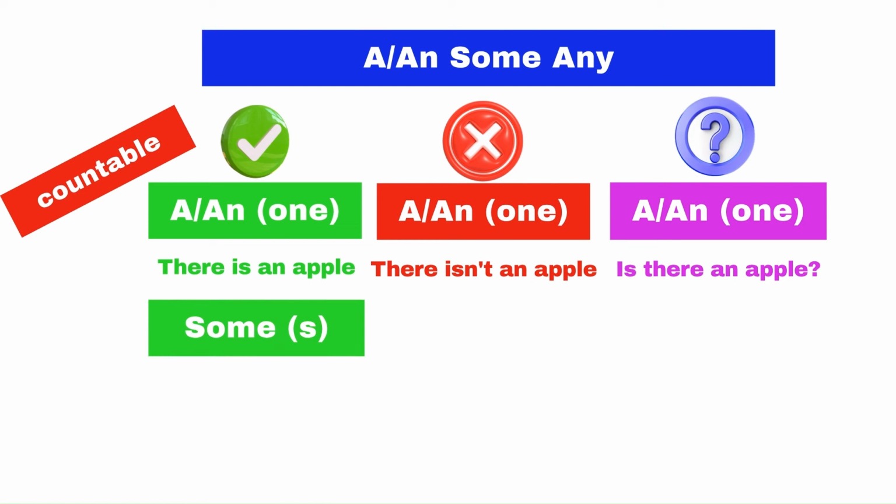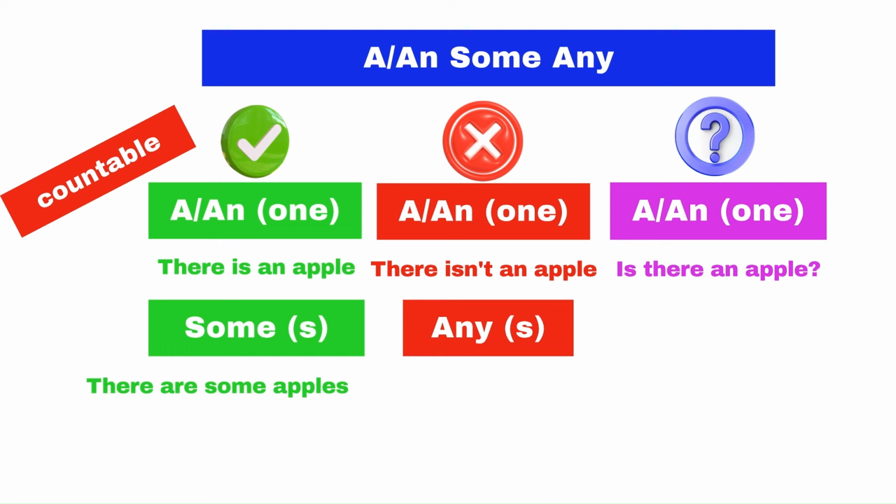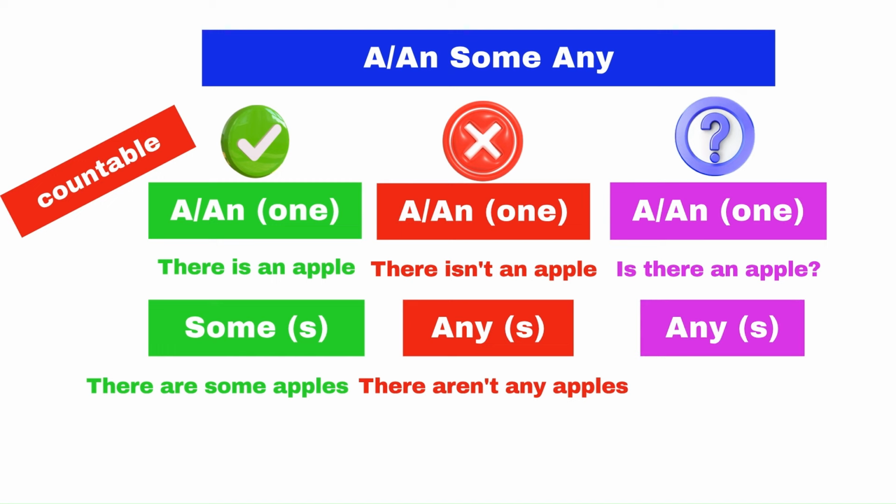If we speak about countable nouns in the plural, we use some in positive sentences. For example, there are some apples. In negative sentences, we use any instead of some in the plural. For example, there aren't any apples. In questions, we use any with the countable nouns in the plural. For example, are there any apples?